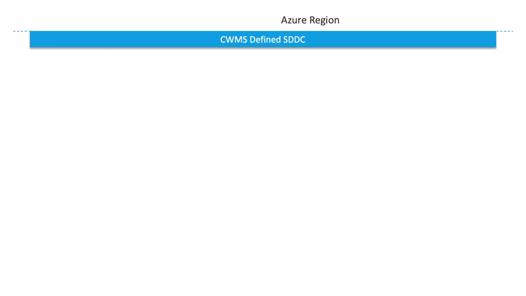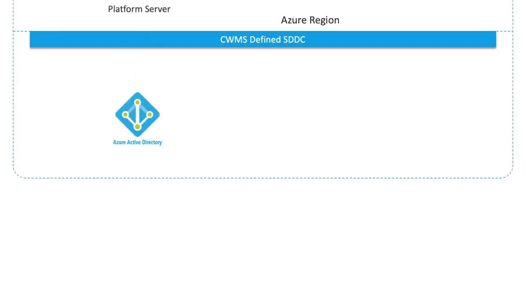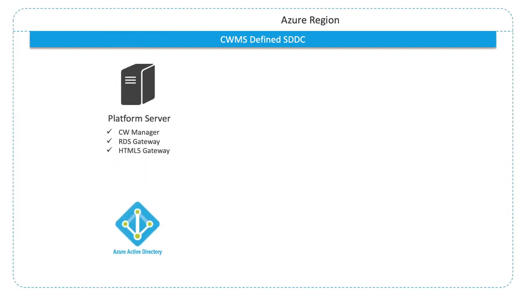At a minimum, the roles required to run an SDDC include the CW Manager, an RDS Gateway, an HTML5 Gateway, and Active Directory, either in the form of Azure Active Directory Domain Services or a hosted domain controller. These are commonly referred to as the platform server or servers. In smaller environments, all of these roles can be hosted on a single virtual machine.